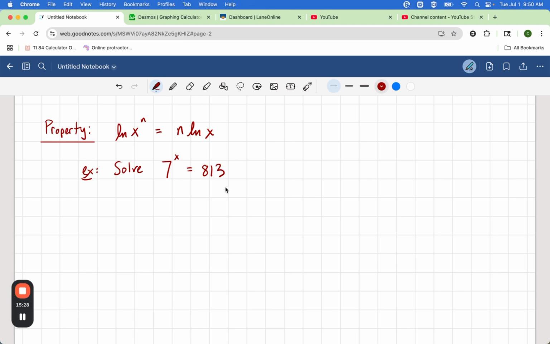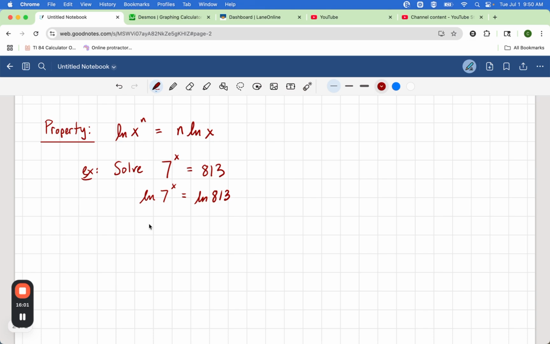You're like, I know 7 to the first is 7, 7 squared is 49, 7 to the third is like 343, 7 to the fourth is going to be over 2,000. So the answer is going to be between 3 and 4, but I'm not going to want to guess and check that whole thing. So what I'm going to do, and this is a legal algebraic move, is I'm going to take the natural log of both sides. So ln of 7 to the x equals ln of 813.